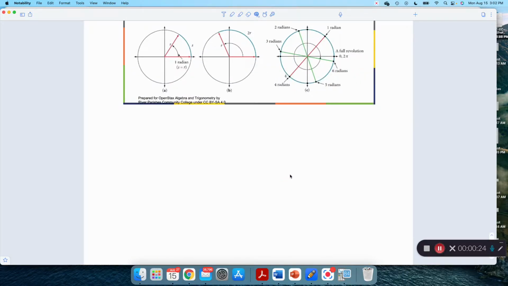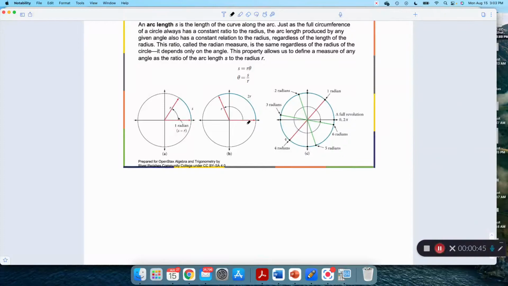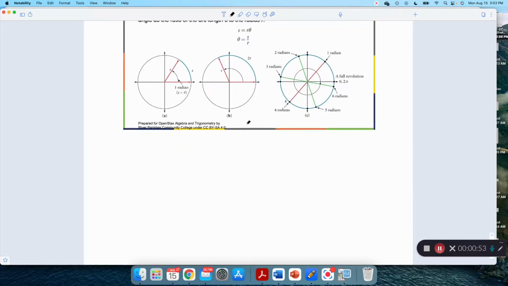That has nothing to do with nature. We made that up. Radians are a different way to measure angles, just like we can measure distance in feet or miles or centimeters or furlongs. There are a lot of ways to measure distance, and a bunch of different ways to measure angles. The natural way to measure angles, the way the universe thinks, is in radians. And radians are defined in terms of arc length.